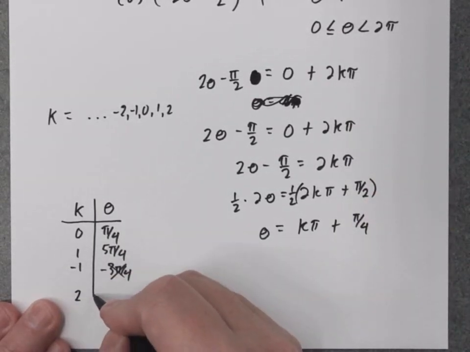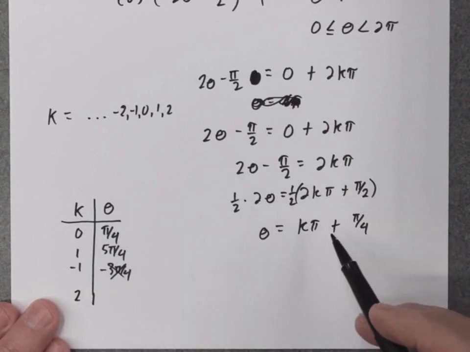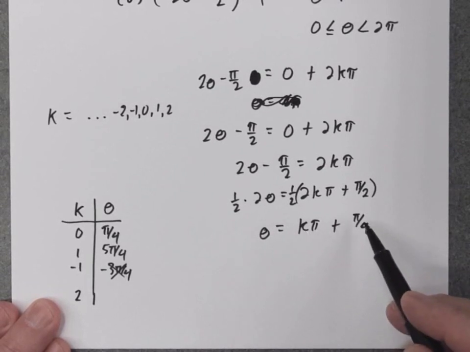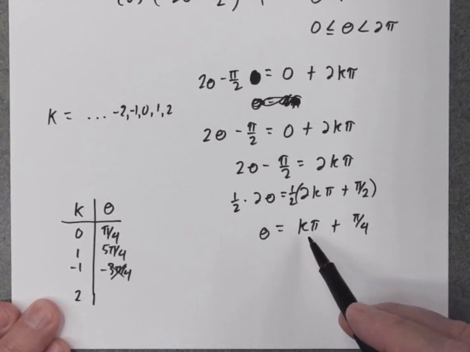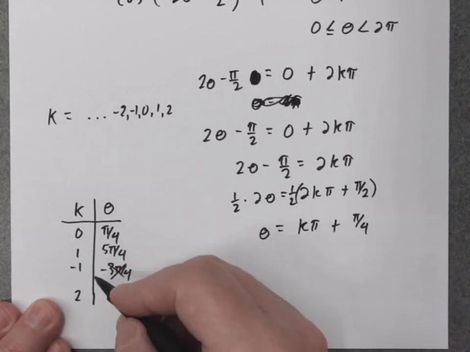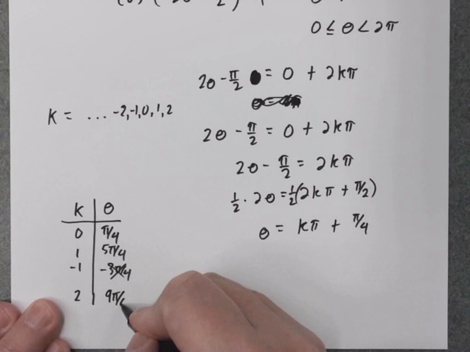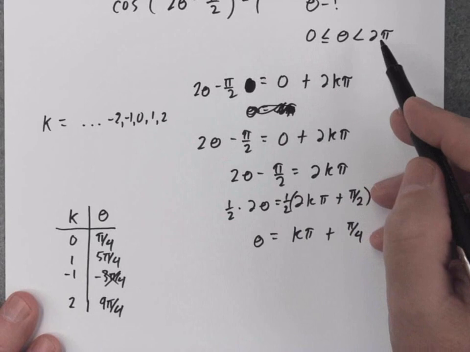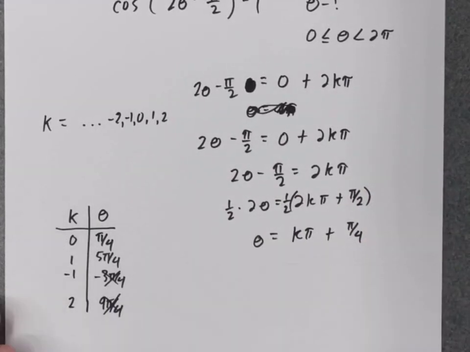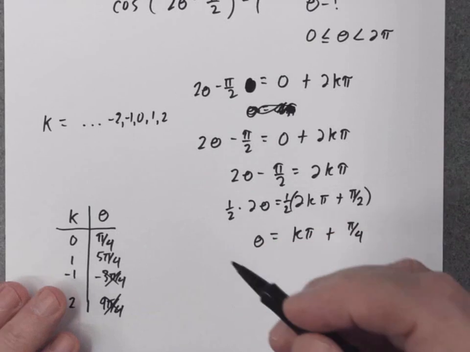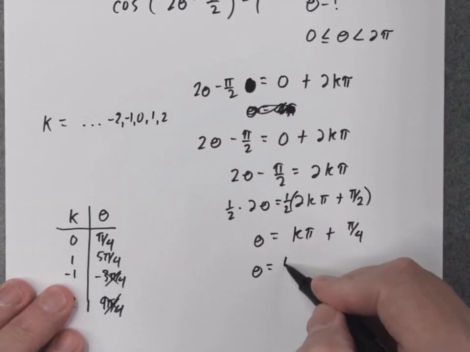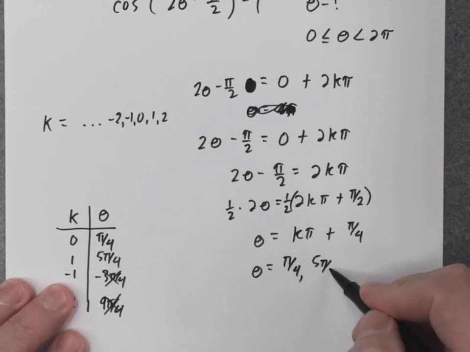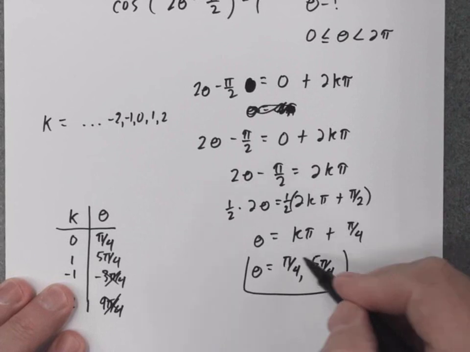Well, what about when k is 2? When k is 2, I have 2 pi plus pi over 4. It should be pretty obvious that it's going to be larger than 2 pi, although I'll go ahead and write it here. 2 pi plus pi over 4 is 9 pi over 4. Now 9 pi over 4 is larger than 2 pi, so it's outside of where we're looking. So there are actually going to be two solutions, pi over 4 and 5 pi over 4.